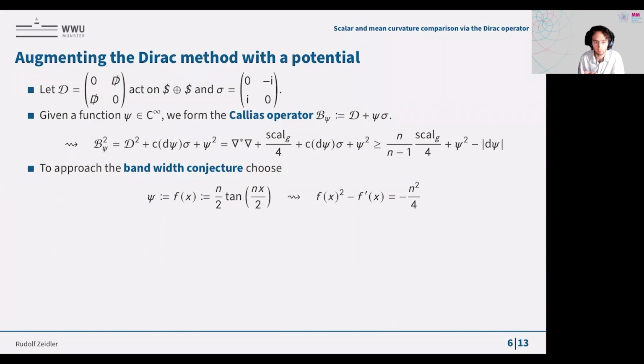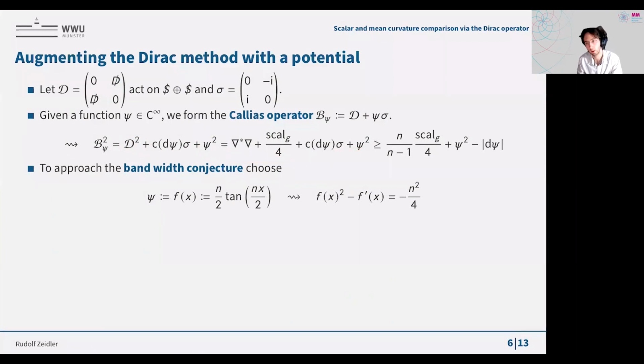You can just compute the square of this new modified operator. You get the square of the Dirac operator, you get the square of this term, which is this, and then you get some mixed terms. This was chosen in such a way that this and this anticommute. For this reason, you get here the Clifford action of the differential of this function psi times this Pauli matrix sigma. Then you can use the Schrödinger-Lichnerowicz formula again and rewrite this like this.